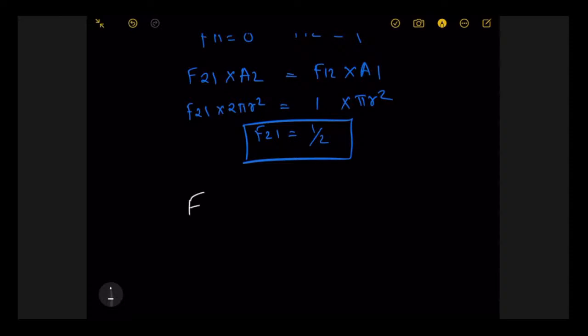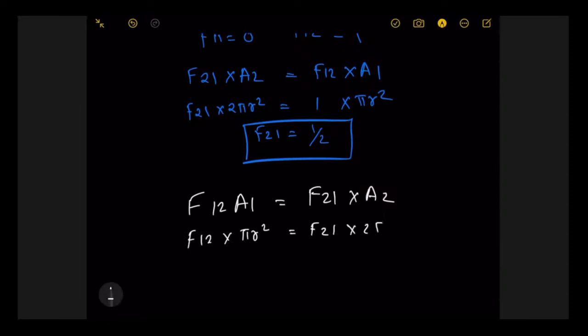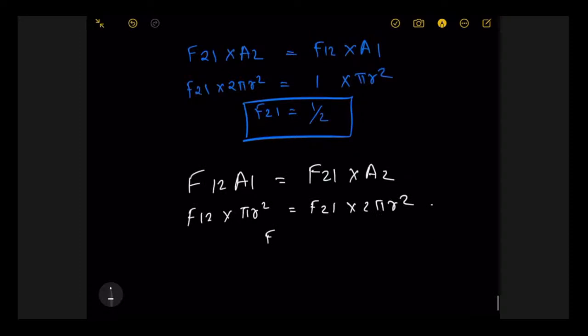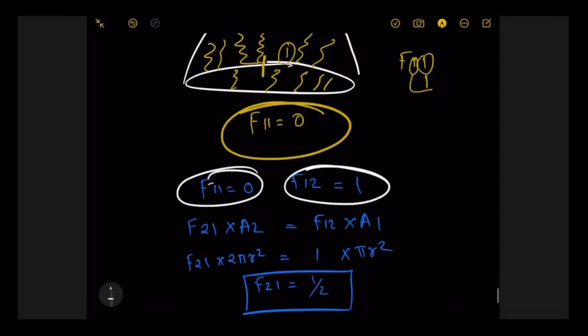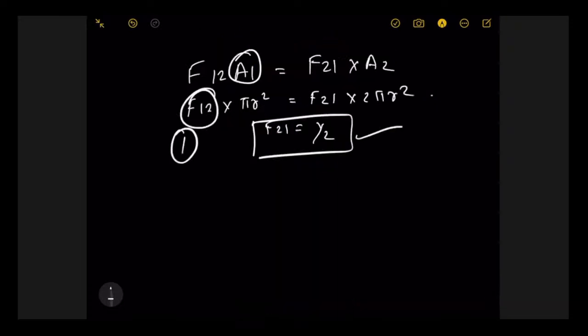Then we have F12 into A1 is equal to F21 into A2. So F12 into pi r square is equal to F21 into 2 pi r square. Same thing I am calculating, F21 is coming 1 by 2. Here for area 1, F12 we already got 1. See here, F11 is 0. It means F12 is 1. So we know F21 plus F22 will be equal to 1. So F22 will be equal to 1 by 2.